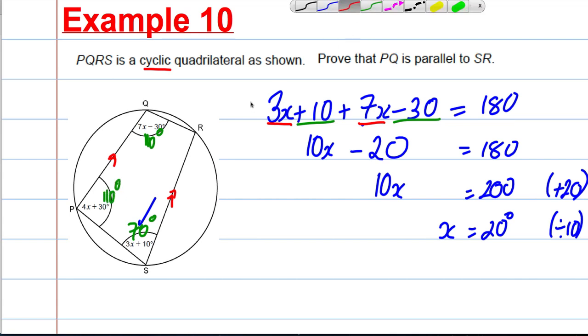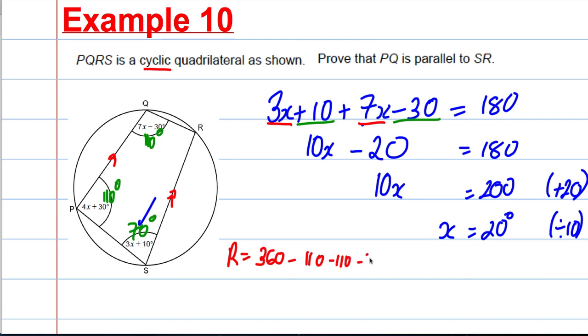And therefore the angle at R is equal to 360, take away 110, take away 110, take away 70. Which will give me 70 degrees. So this here is also 70.